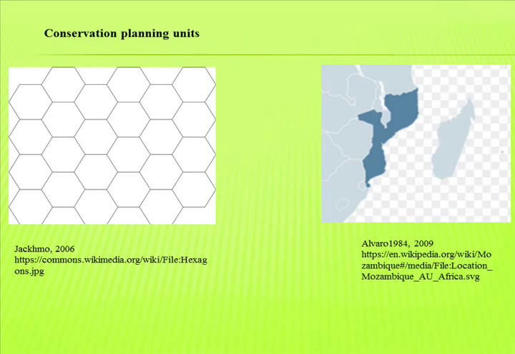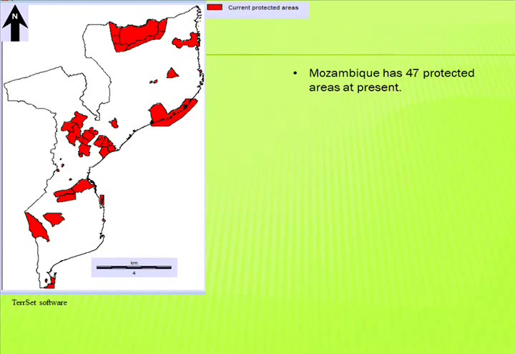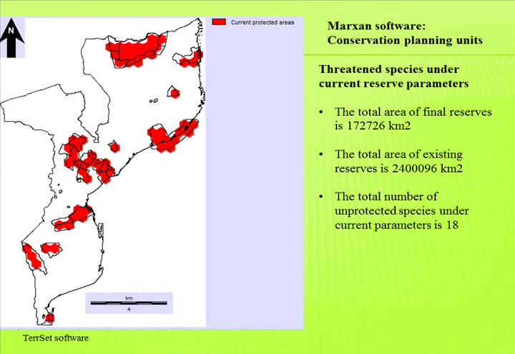These two images give an idea of what was done for the conservation planning units. According to this map, generated from TerrSet software, Mozambique has 47 protected areas. These were the results generated for the conservation planning units using Marxan software. Marxan shows the current parameters of the reserves as well as the species protection under current parameters.